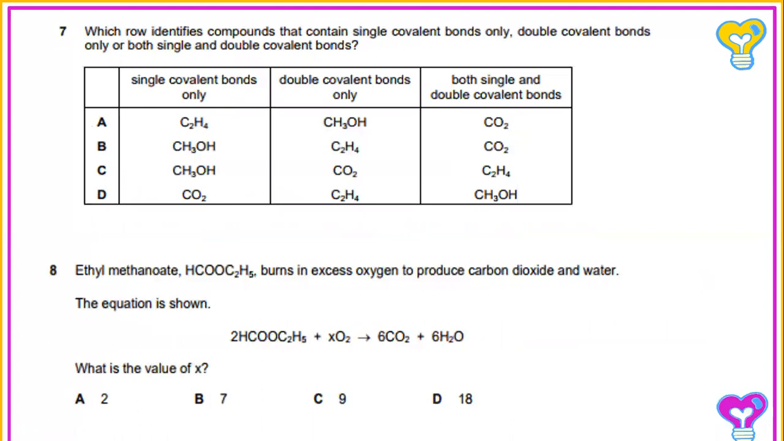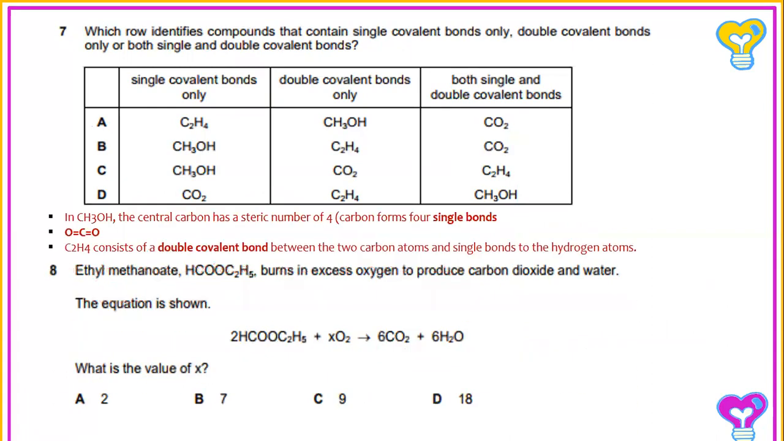7. Which rule identifies compounds that contain single covalent bonds only, double covalent bonds only, or both single and double covalent bonds? So in CH3OH, the central carbon has a valency of 4, and carbon forms 4 single bonds. And O=C=O means that it's a double bond for CO2. And C2H4 consists of a double covalent bond between the 2 carbon atoms and single bonds to the hydrogen atoms. So the answer for this would be C.